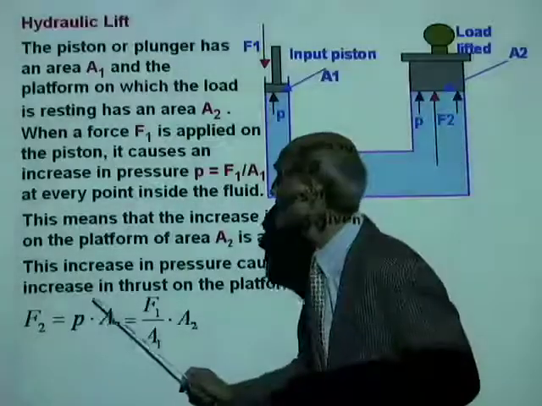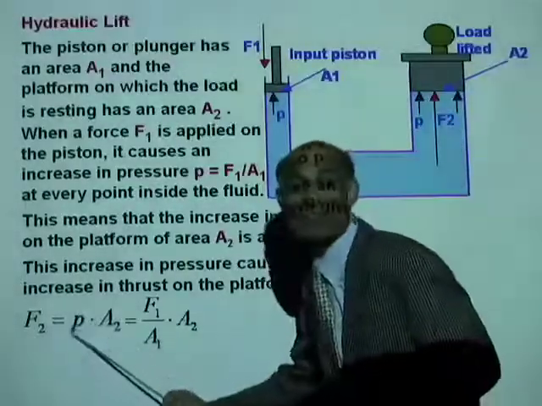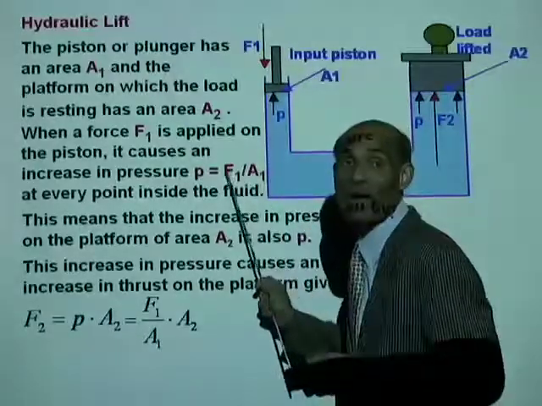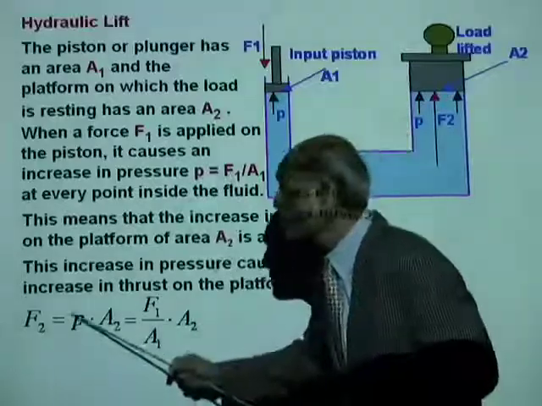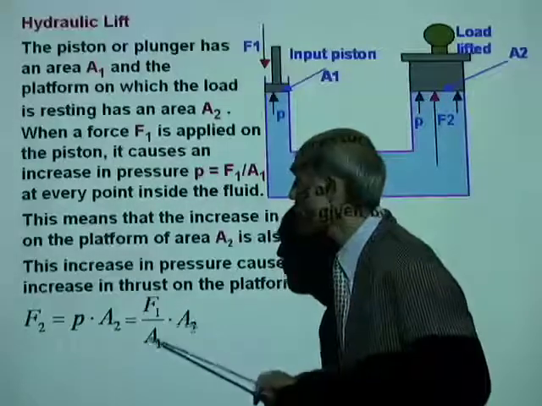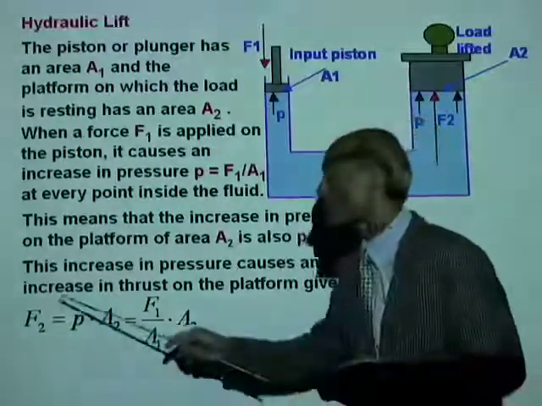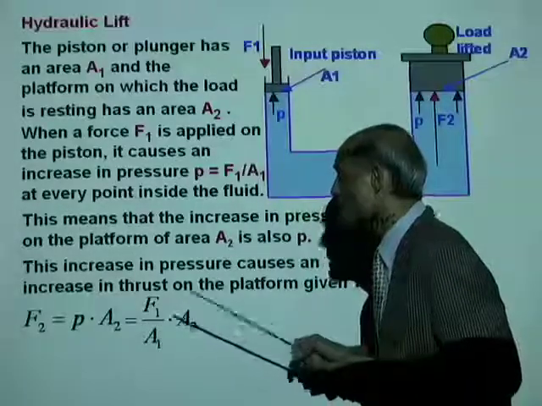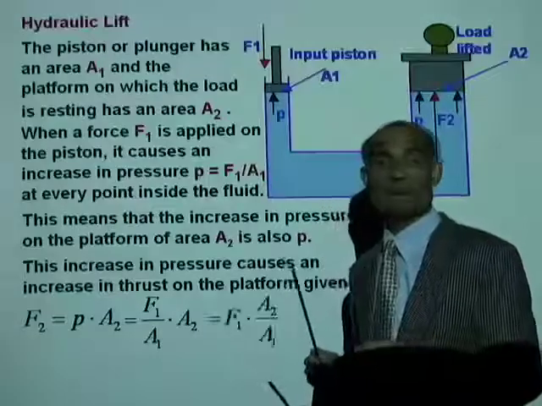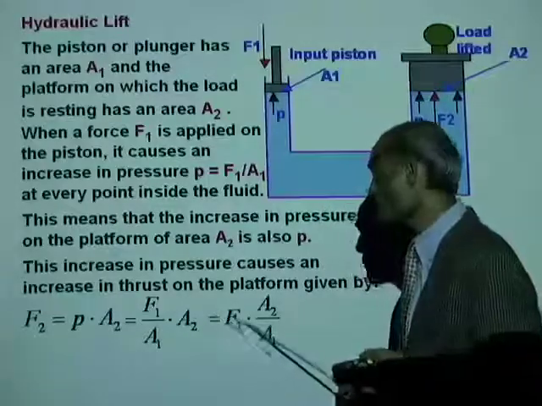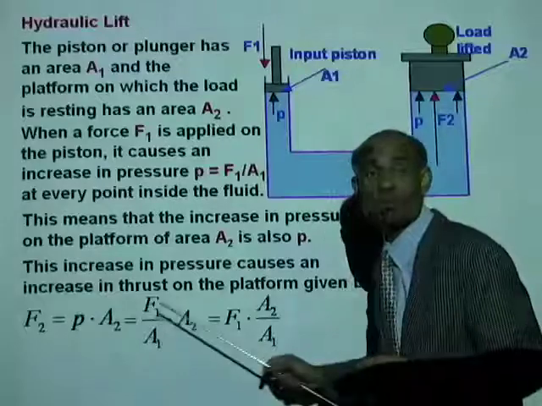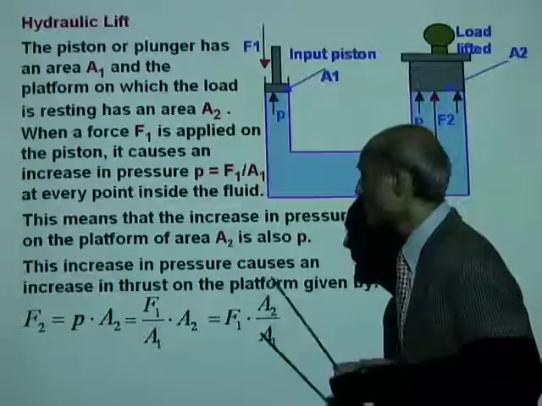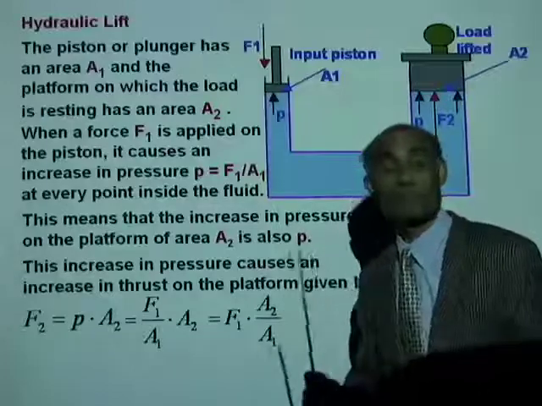Now if you replace this P, remember P equal to F1 over A1. So if you replace this P by F1 over A1, we get F2 equal to F1 over A1 times A2. And we can rearrange it to read like this: F2 equal to F1 times A2 over A1. Now what does that mean?